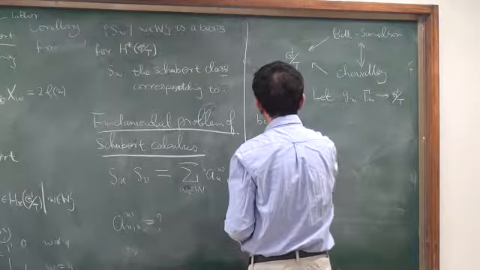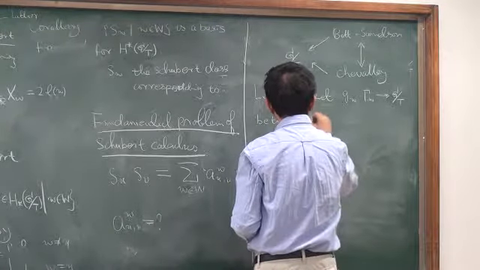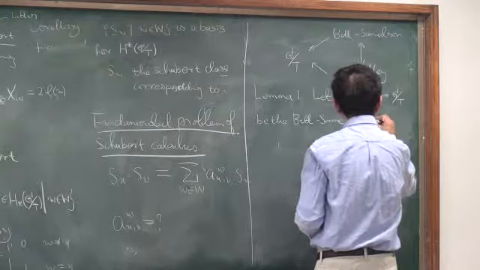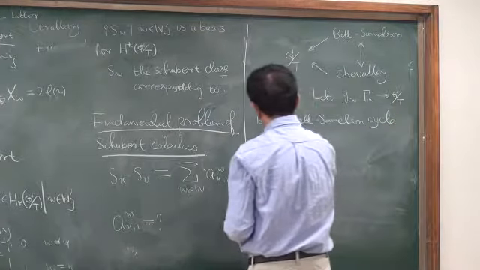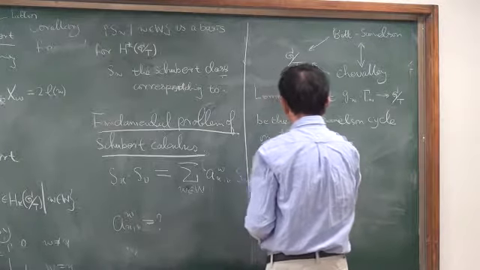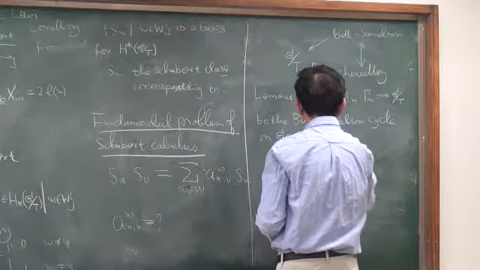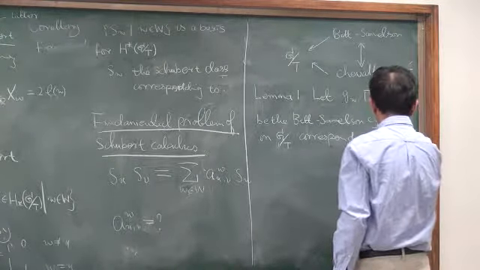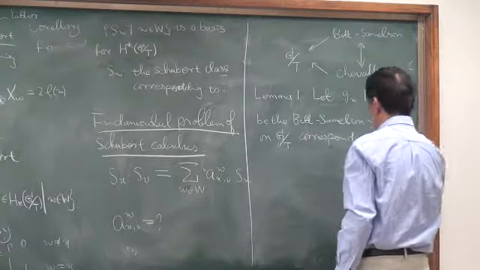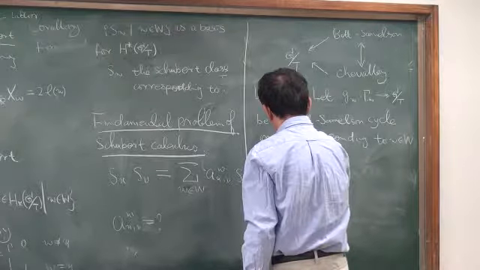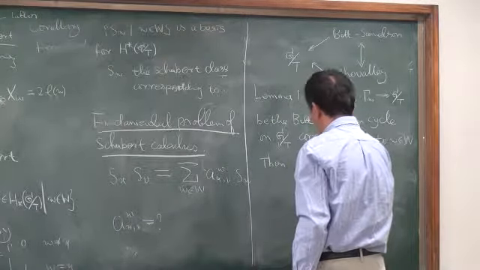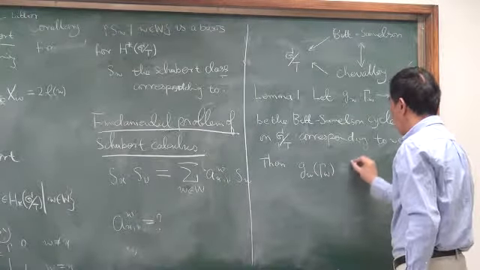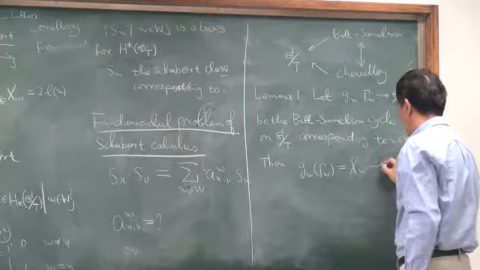Be the Bott cycle. Corresponds then the image of this agree with the Schubert class, a Schubert variety inside this G mod T.